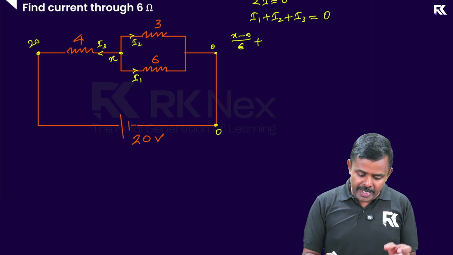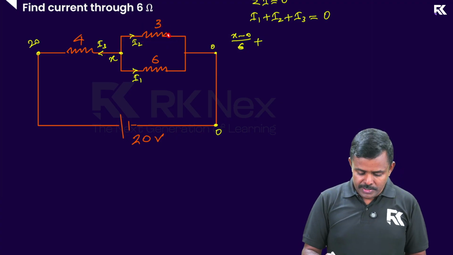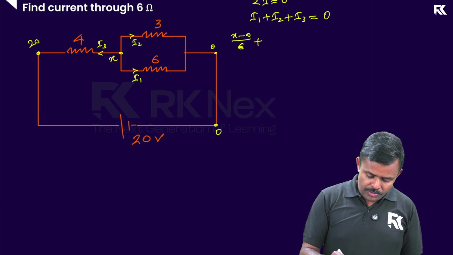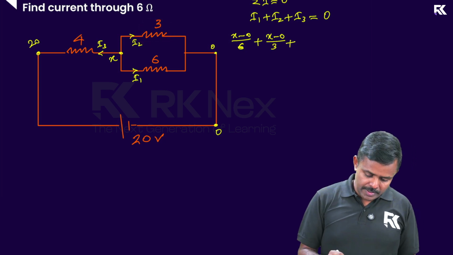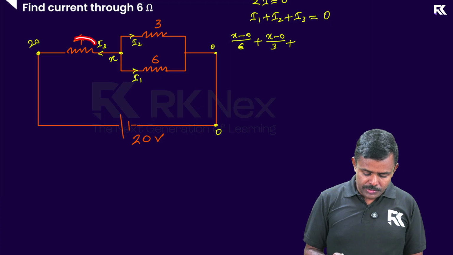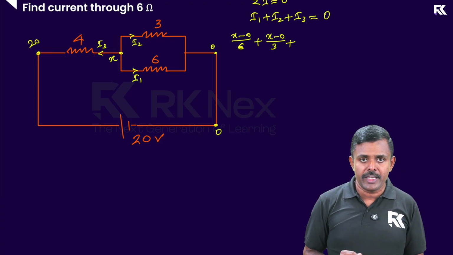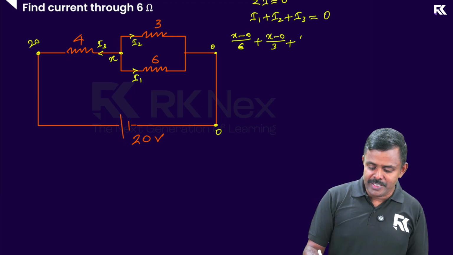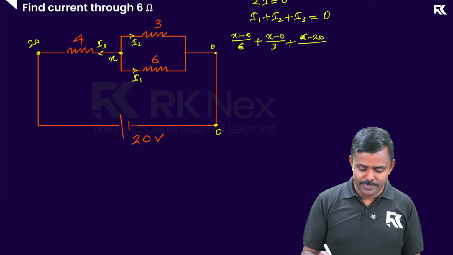Potential difference by resistance again. For this resistor, the left end is connected at X, the right end is at 0 potential. So the potential difference is X minus 0 divided by the resistance there, which is 3 ohms, plus. Third one, for the last current, this resistor has its right end at X, left end at 20. So X is the right side potential, left side potential is 20. So potential difference is what? That's going to be X minus 20 divided by the resistance, which is 4, right?